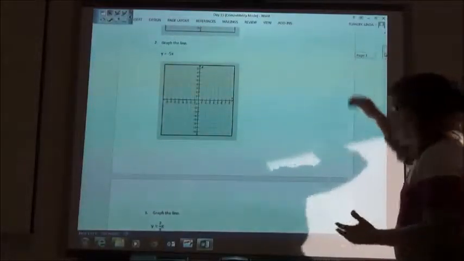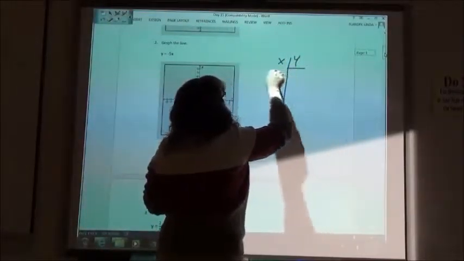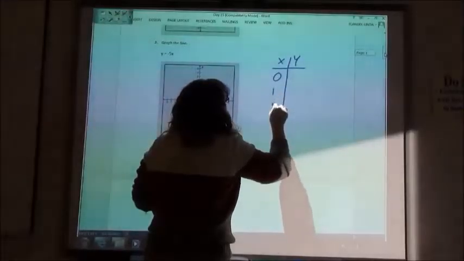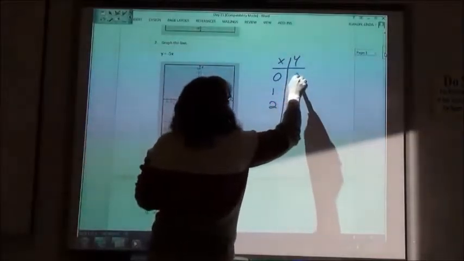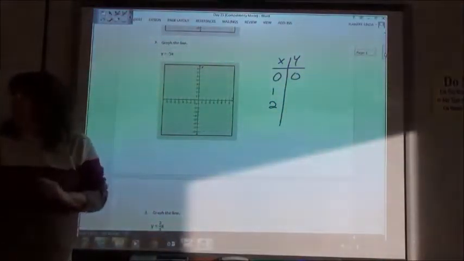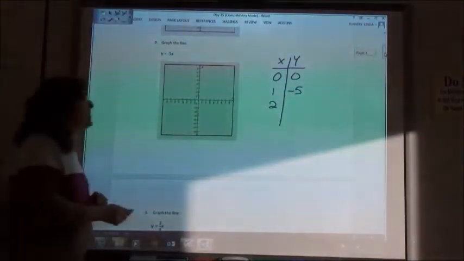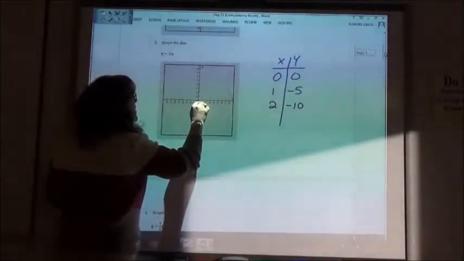The second one, we have one that has a negative slope. Y equals negative 5x. So again, we're just going to pick some numbers to put in for x. You want to pick 0, 1, and 2, or do we want to use something else? 0, 1, and 2 sounds good. Those are nice, easy numbers to use. So, if I take negative 5 times 0, I would get 0. Negative 5 times 1 is negative 5. And negative 5 times 2, negative 10, right?